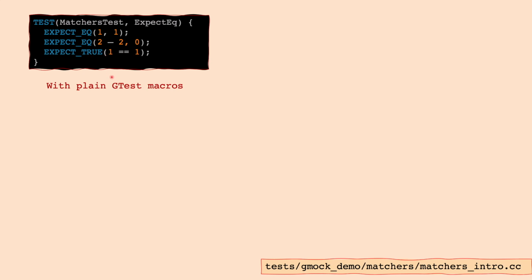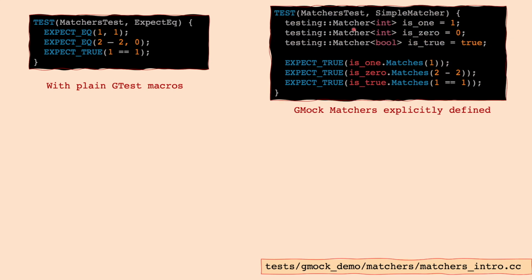Using Google Mock library, you can define something called a matcher, which is a template class. Once you define it, you can call its member function matches, which evaluates to either true or false. If the argument to this function is 1, then it evaluates to true, otherwise it evaluates to false. Similarly, if the argument of matches for 0 is 0, then the whole thing evaluates to true, otherwise it evaluates to false.